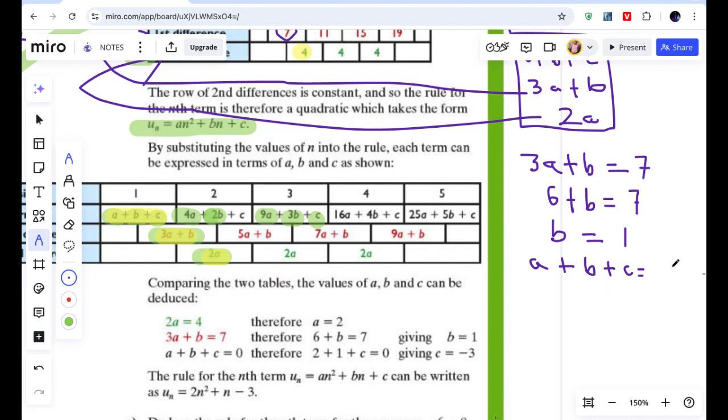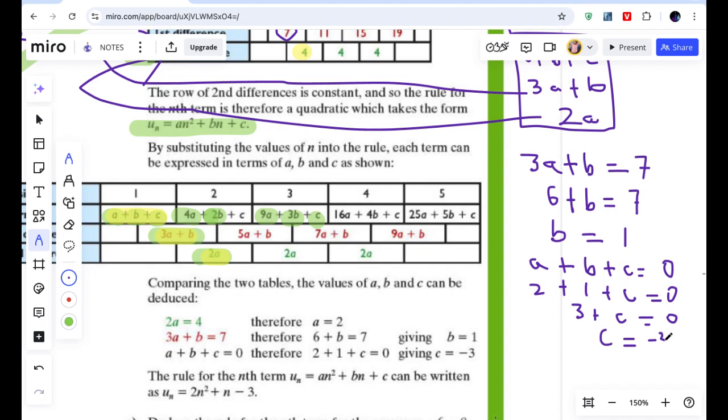Okay, so A plus B plus C equal to 0. A is 2. B is 1. Then you say plus C equal to 0. So this plus this is 3. So 3 plus C equal to 0. You move 3 to the right side. It becomes negative 3. So C equal to negative 3. When this 3 comes here, C becomes negative 3.